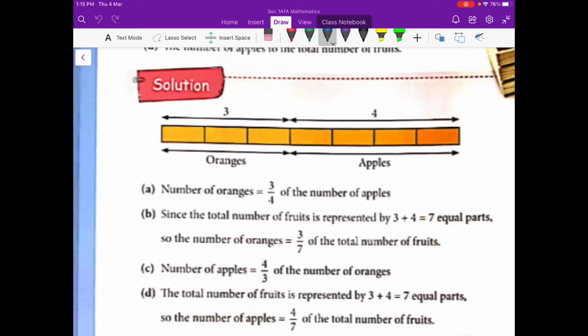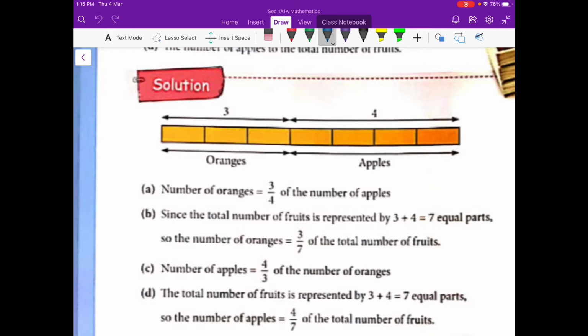At this point, who understands the answer for part A? Understand, raise your hand. This is literally the answer. Number of oranges to the number of apples in fraction. Okay? Don't understand, raise your hand now. Okay, good. Thank you for your participation.